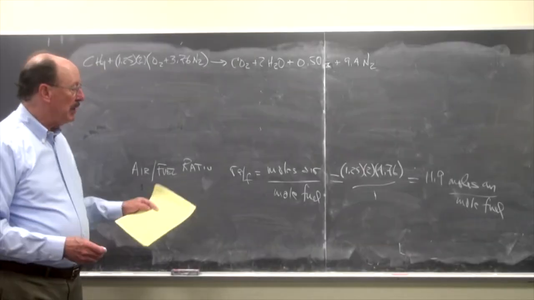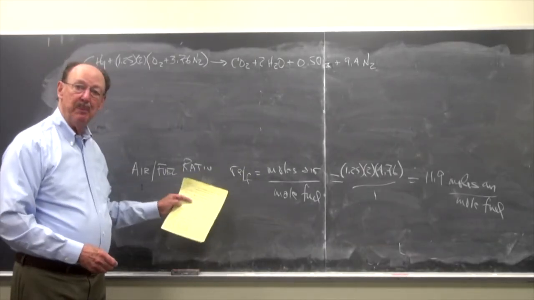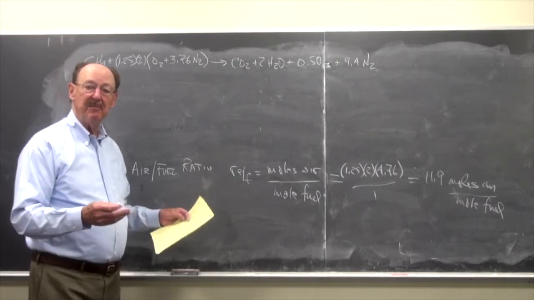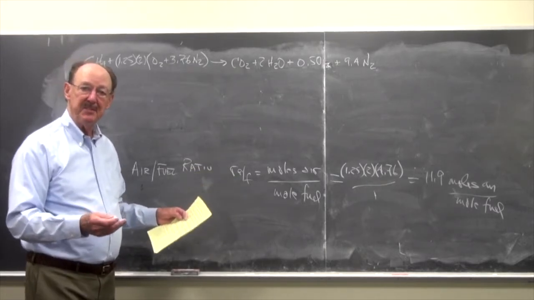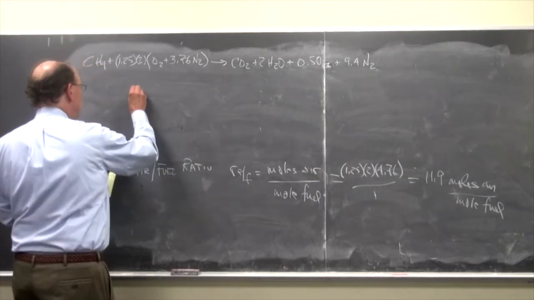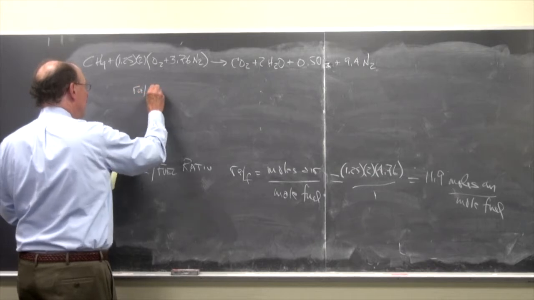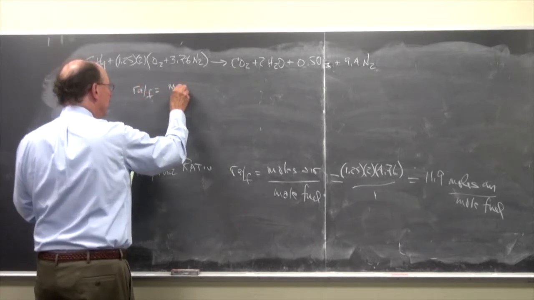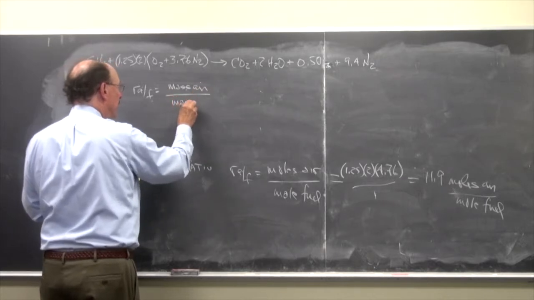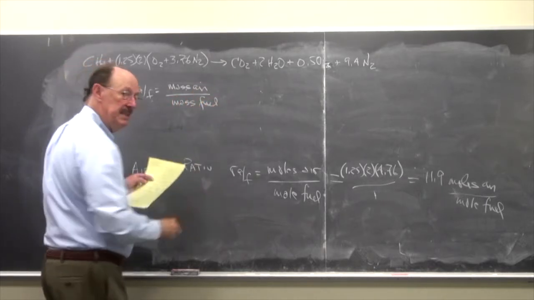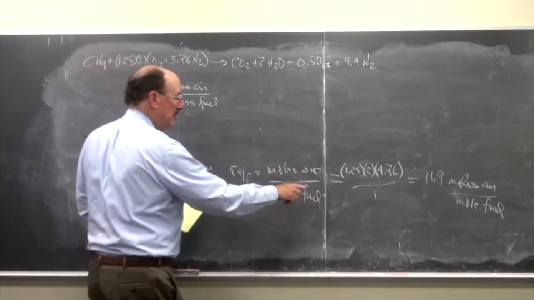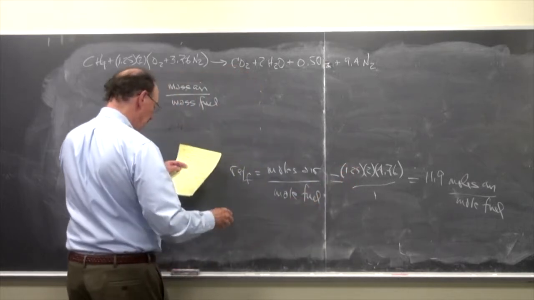And so what we want to do very often is not have things on a mole basis. That's nice when we are doing chemical reactions, but very often in engineering we need things on a mass basis. And so let's now look at the air-fuel ratio on a mass basis. RAF is equal to the mass of air over the mass of fuel. And in this case, we'll be using the molecular weight of the substances to correct. These are moles, so let's look at that.